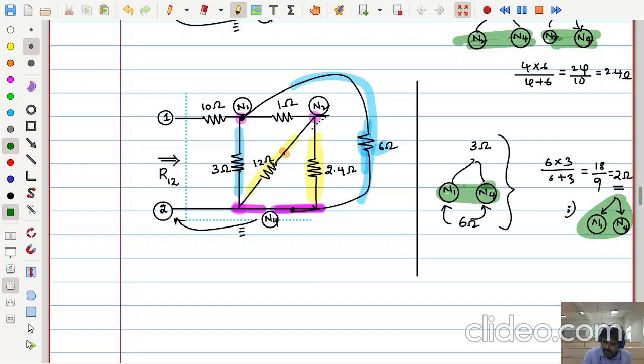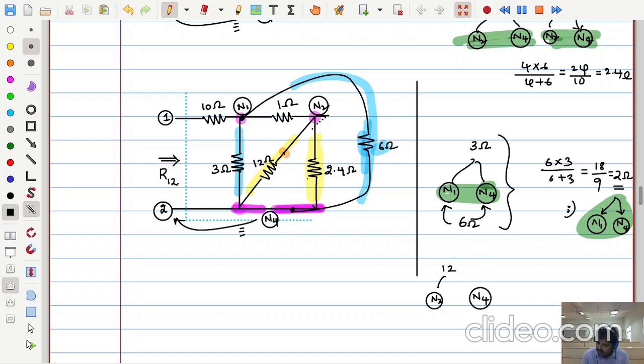Next, one more step. We took two calculations in this step itself. Why? Because we found two in parallel. What about the other one? 12. Where is the 12 connected? Between N2 and N4. N4, sir. It tried to tempt us that here also N4, here also N4. So are 3, 6, 12 all in parallel?